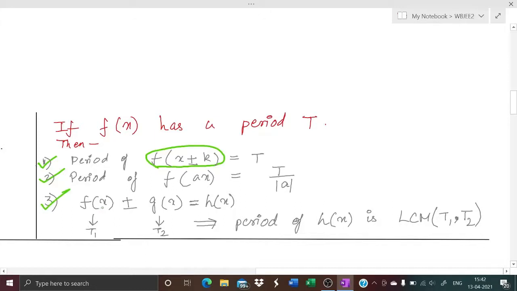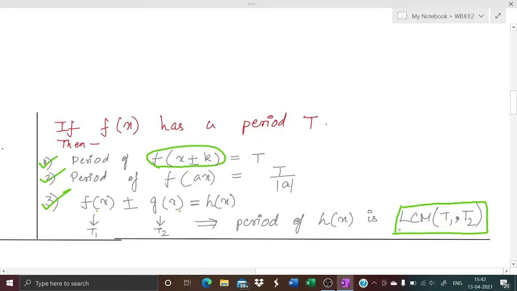Next, f of x plus minus g of x. Suppose you have two functions f of x and g of x, and h of x is written as f of x plus minus g of x. Any binary operation, it can be multiplication, division, anything. And suppose that f of x has a period t1 and g of x has a period t2, then the period of h of x is the LCM of the periods of f of x and g of x, LCM of t1 and t2.